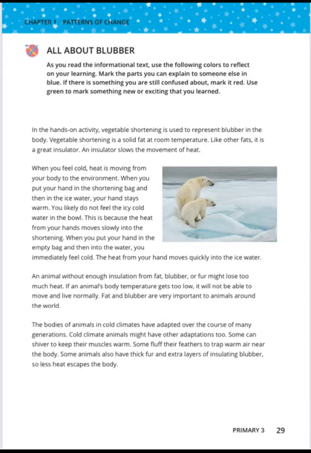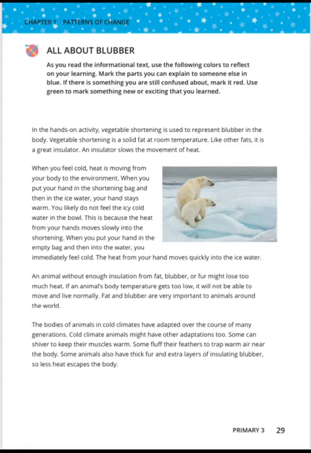An animal without enough insulation from fat, blubber, or fur might lose too much heat. If an animal's body temperature gets too low, it will not be able to move and live normally. Fat and blubber are very important to animals around the world. The bodies of animals in cold climates have adapted over the course of many generations. Cold climate animals might have other adaptations too.